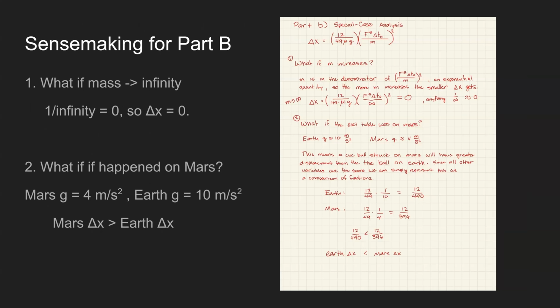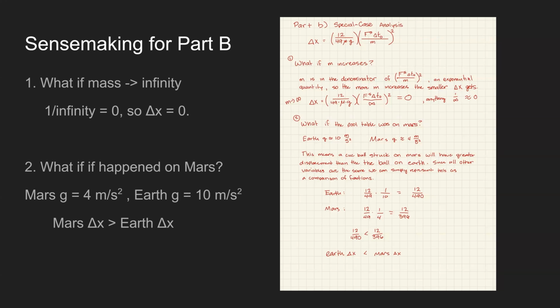Now we have some sense making for part B, some special case analysis. So for the first one, we are looking at what if m increases. More specifically, what if mass goes to infinity? Since mass is in the denominator of the force of the strike times change in time over m, squared, the more m increases, the smaller change in position we'll get. So as m goes to infinity, the change in position will go to 0, as you can't move something with infinite mass. So this makes sense.